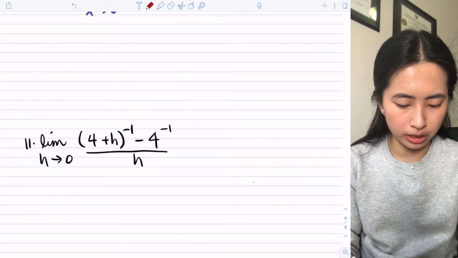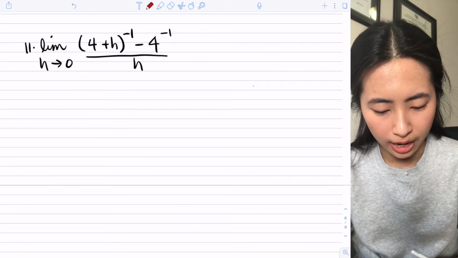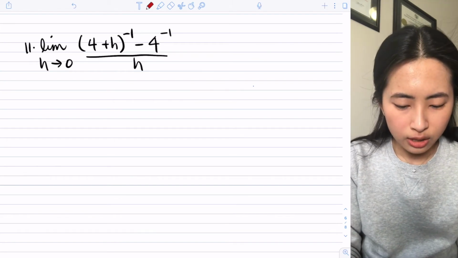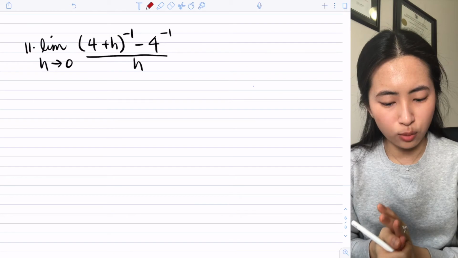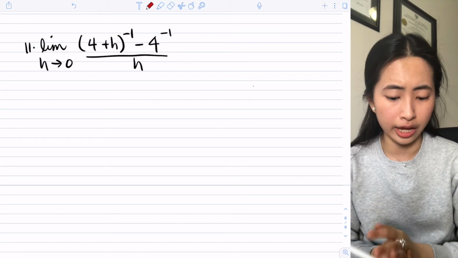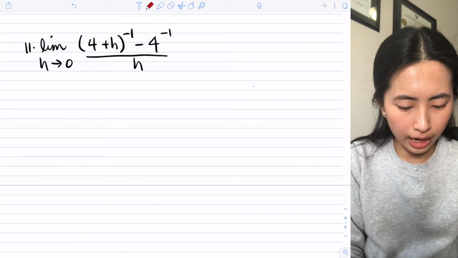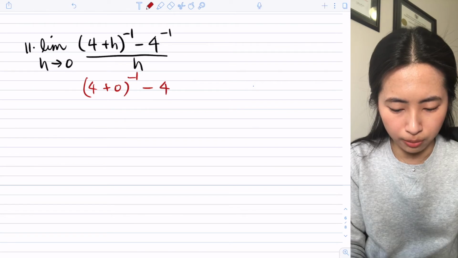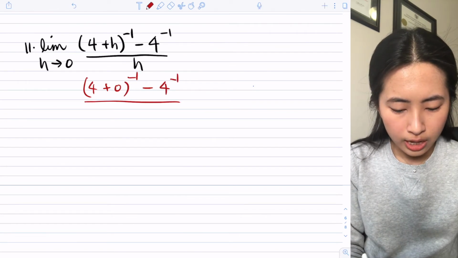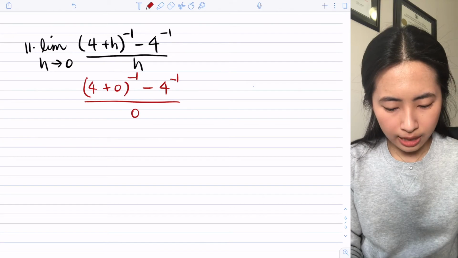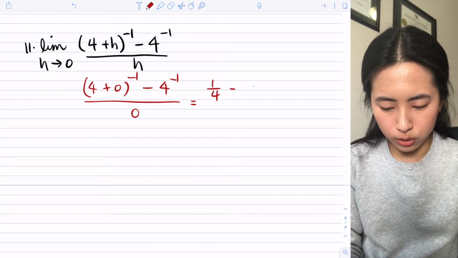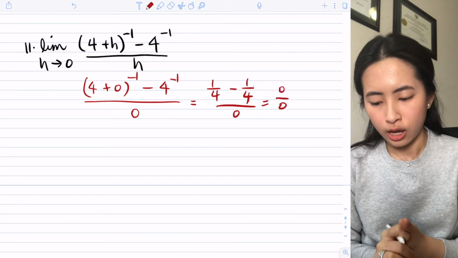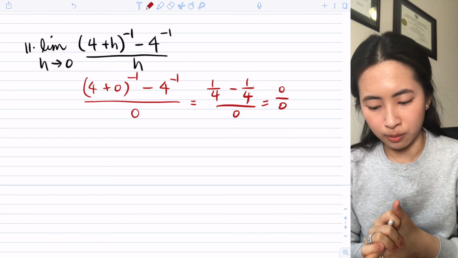Now moving on to number 11, this is a little bit different just because we do have negative exponents as opposed to just seeing this in the form of a fraction. So what we can do here is see whether we do get an indeterminate form by applying direct substitution first. So we would have 4 plus 0, and this is raised to the power of negative 1, minus 4 raised to the power of negative 1, and this is all over 0. So we see that this is 1 over 4 minus 1 over 4, and this is all over 0. So we do get an indeterminate form, which is 0 over 0. So we need to eliminate this indeterminate form.